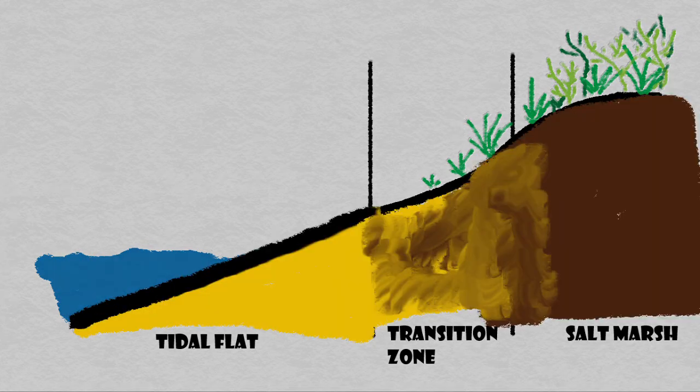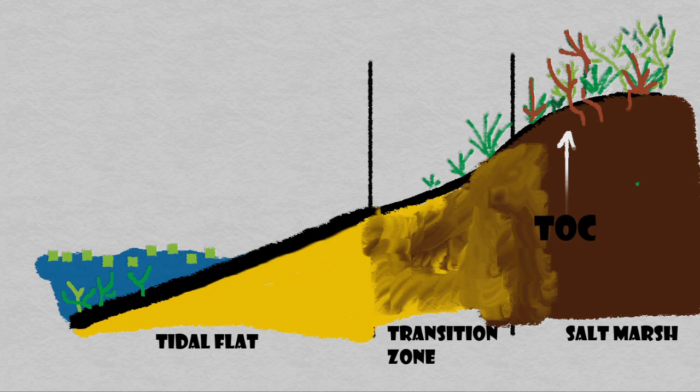The change in sediment is very important. In a tidal flat, there is mostly sand and mixed sediment near the sea, and the salt marsh is mostly covered in mud. Salt marsh sediment also contains higher amounts of total organic carbon because of the decaying vegetation. The amount of marine resources declines with increasing distance from the sea.